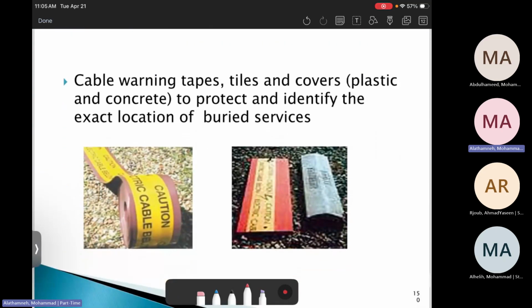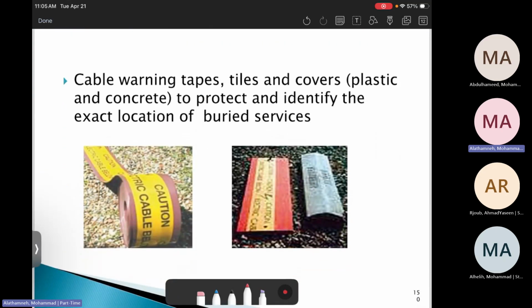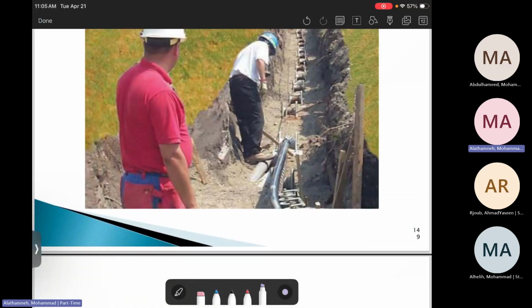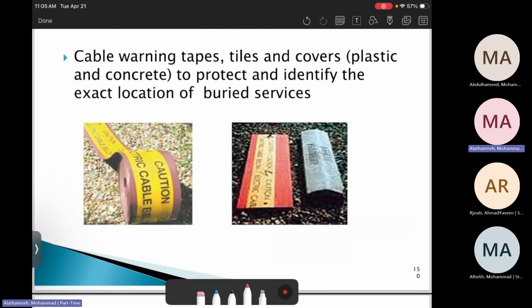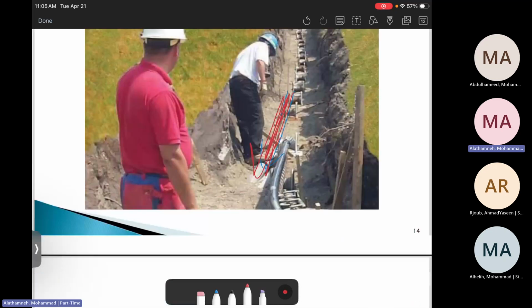So the cable warning tab: there must be a warning tab above the cable. Once they put the cable here, there must be a warning tab. So if some people, for example, need to make a construction area, once they start digging into the ground, they will see the tab. Then they will say, okay, there is an electrical thing, so we cannot touch it. So they don't touch the ground or the cables.